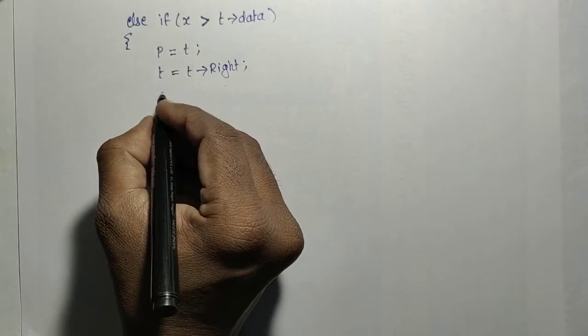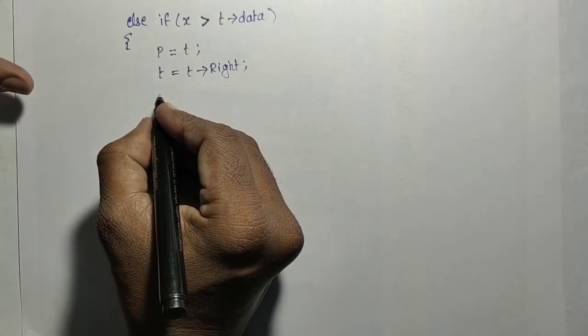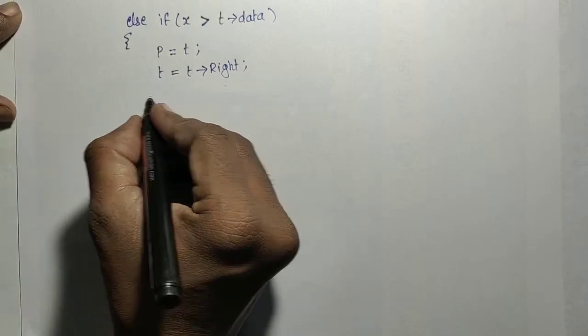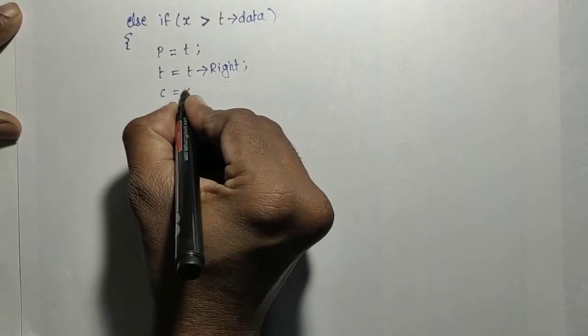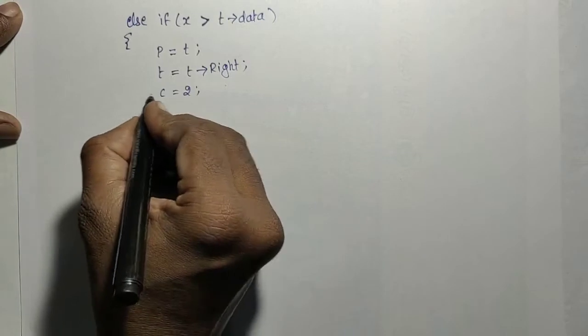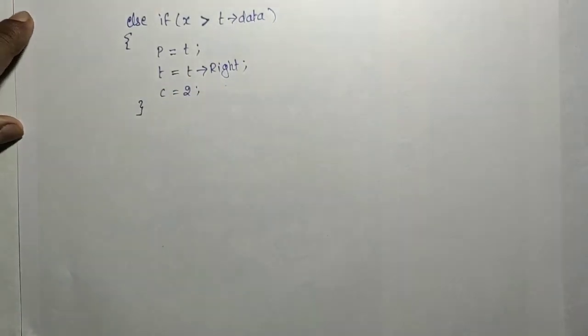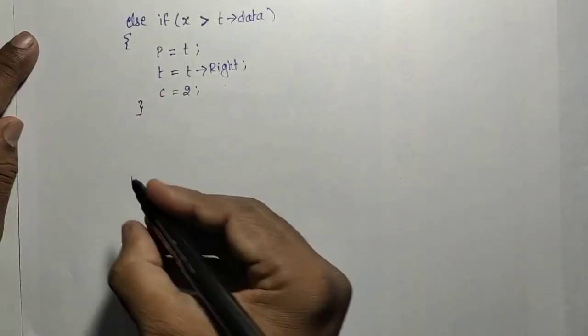Okay, and then I need to update c equal to 2. That is, t is the right of the p. Like that we are maintaining a property. Okay, the second case is over.